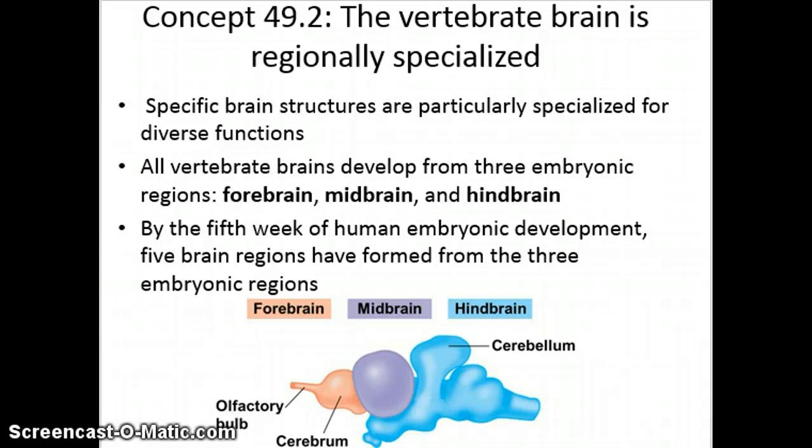So, section 49.2 is going to look at how the vertebrate brain is regionally specialized. We do have sections of our brain that are specialized for different functions. But all vertebrate brains develop from three embryonic regions. We have a forebrain, a midbrain, and a hindbrain section. And by the 5th week of human embryonic development, 5 brain regions have formed from these first 3 embryonic regions. So we have the forebrain, allowing the formation of the olfactory bulb and the cerebrum. We have the midbrain, and we have the hindbrain here with the cerebellum.